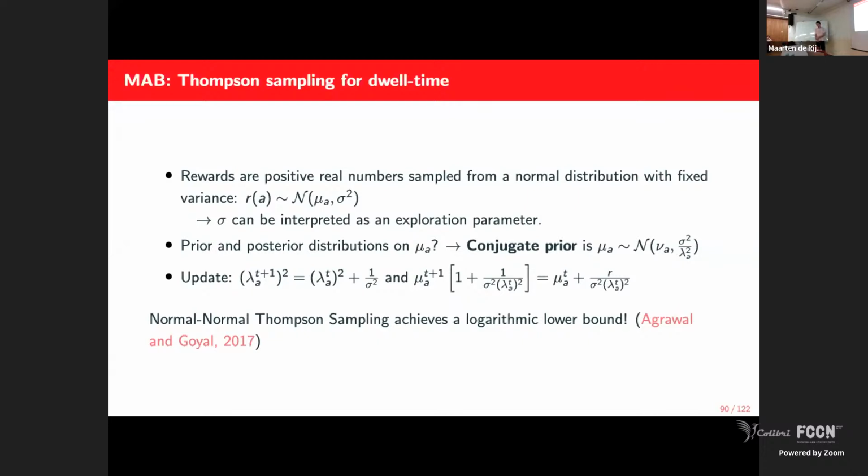Now we are going to do exactly the same. We are choosing a conjugate prior. In that case, it's also a normal distribution, which has 2 parameters. So the update is a little bit more complex than in the previous scenario, but still it's really easy to compute and really cheap. And actually, there is also a logarithmic lower bound. It's not necessarily the optimal one. It's actually still an open question. So if you want to solve that problem, you can do it.